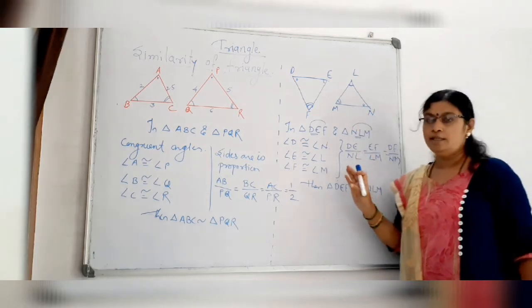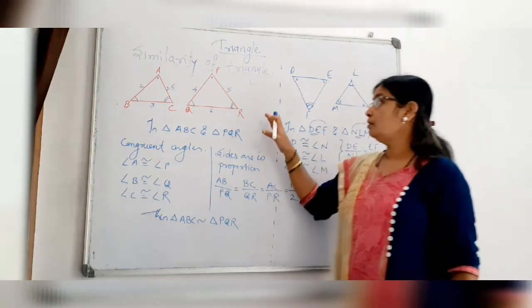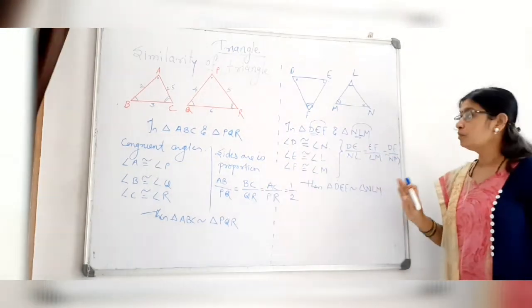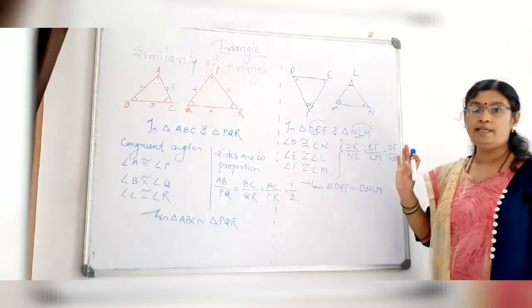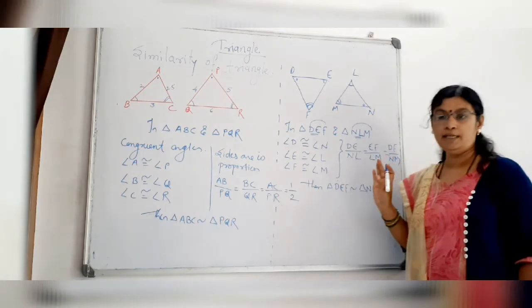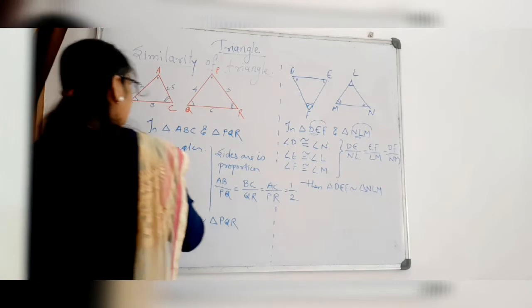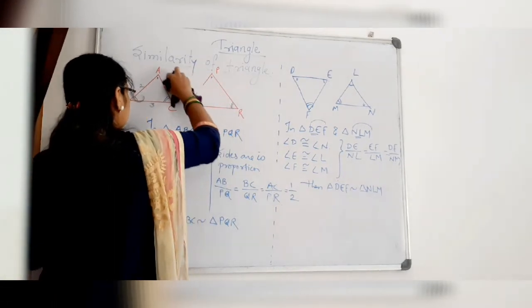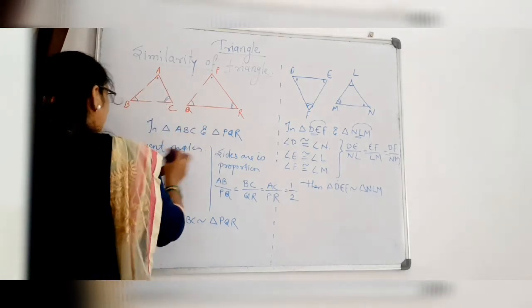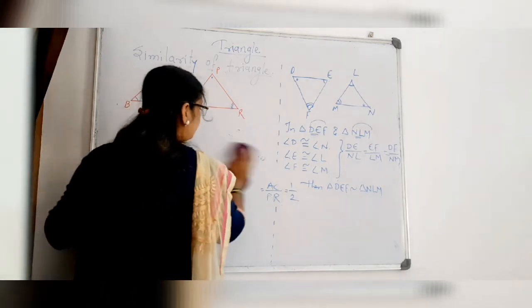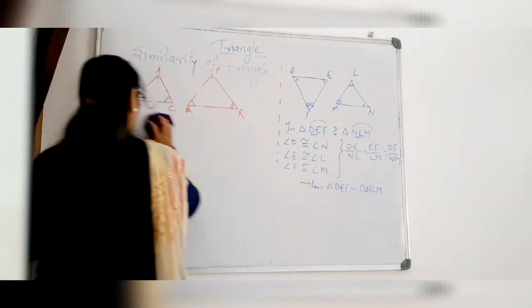Now let's see the next topic. Next is how to find the remaining sides if one side is given. If any side of one triangle is given, you have to find out the sides of the remaining triangle. Now see here, if triangle ABC and triangle PQR are given, you have to find out the sides of triangle PQR.